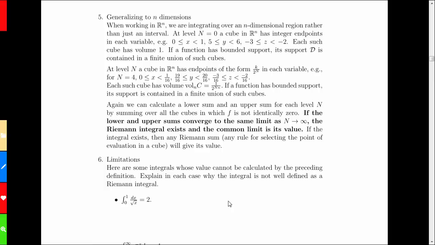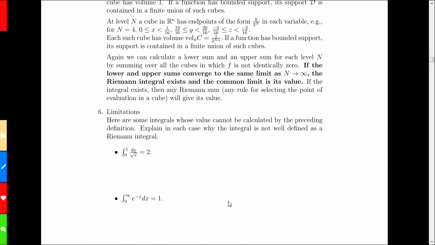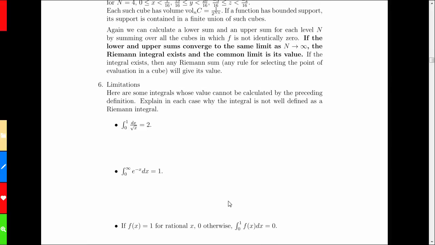And as was the case in one dimension, if the Riemann integral exists, then you can do any sort of Riemann sum that you like. You can use any rule for selecting where you're going to evaluate in each cube, and you will get the same answer. This is not quite as great as it sounds. And let me show you why. Here are some integrals that you probably know how to do.